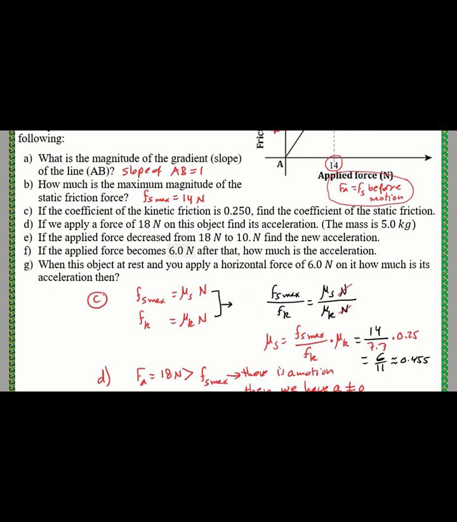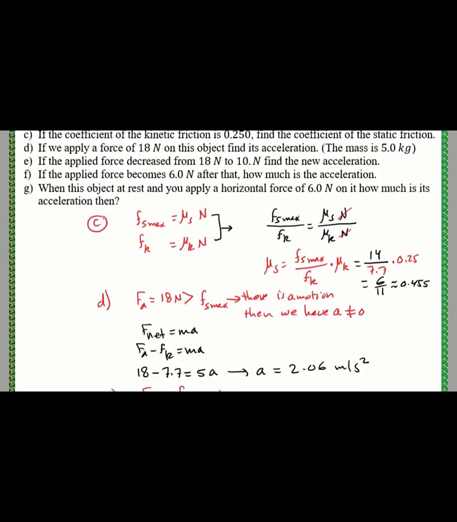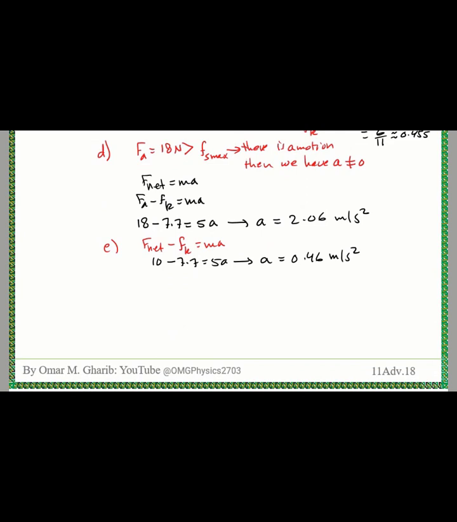If the applied force becomes 6 Newton after that, how much is the acceleration? Again, F net minus Fk equals m times a. Now the acceleration will be 6 minus 7.7 over the mass 5. The answer is minus 0.34. Now we have deceleration. Now the speed will decrease.